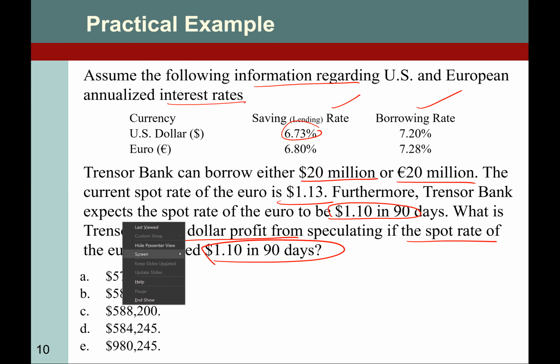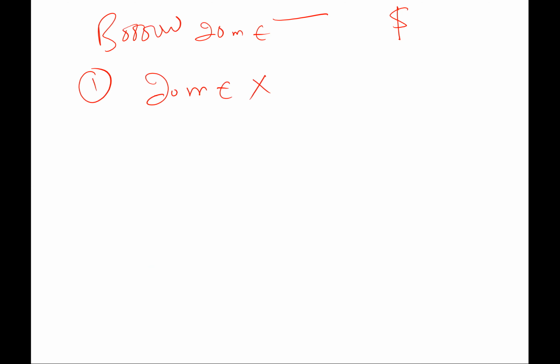So let's solve this question. Let me have the whiteboard here. Okay. So we need to borrow how much? 20 million euro. So what will happen? Number one, we will borrow this. But can we invest 20 million euro in the US? No, we can invest in dollars, not in euro. So what do we have to do? We will convert this 20 million euro into dollars.